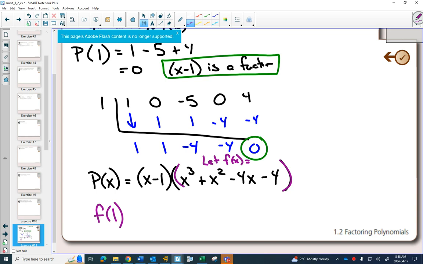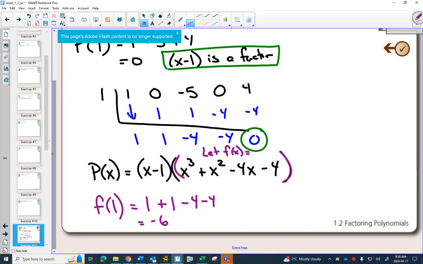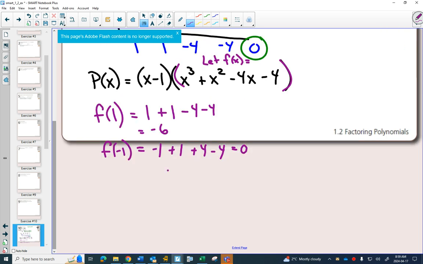So it's still going to be a 1 or 2 or a 4. I'm going to try 1, even though I know it's not going to work. 1 plus 1 minus 4 minus 4 equals negative 6. And some people say, oh, well, it makes sense that it didn't work because you already tried that. But sometimes you can get the same one twice. So just because it worked once, it could work again. But now if I try f of -1, that would be -1 plus 1 plus 4 minus 4. Sure enough, that equals 0.